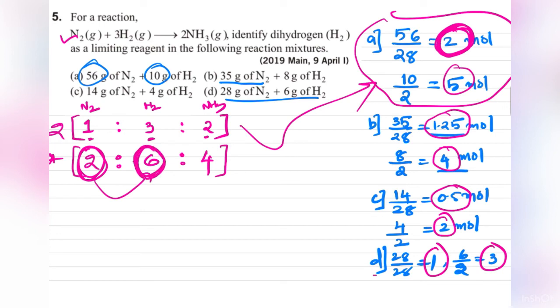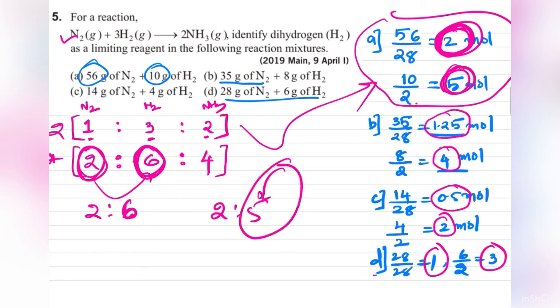But in the first option, 56 grams of nitrogen equals 2 moles and 10 grams of hydrogen is 5 moles. The required ratio is 2:6, and the given is 2:5. Obviously, hydrogen is less here. That's why the hydrogen is acting as a limiting reagent in case 1. So the answer for this question is obviously the first option. First option is the right answer for this question.